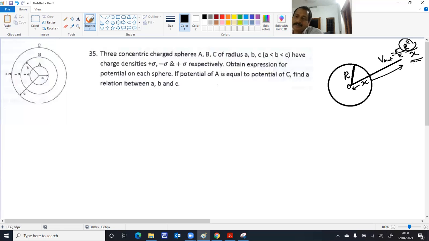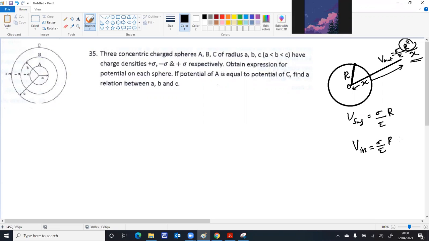Fine. Then what on the surface now? For the surface, it'll be sigma by epsilon into the radius of the sphere. Which sphere's radius, capital R, are you counting? That one. Okay, fine. Inside, since the charge inside will be zero as it is all distributed on the surface, it'll be the same as sigma by epsilon radius. I just want the formula part; the concept is clear to me. Sigma by epsilon radius.